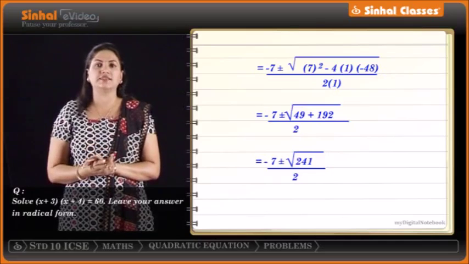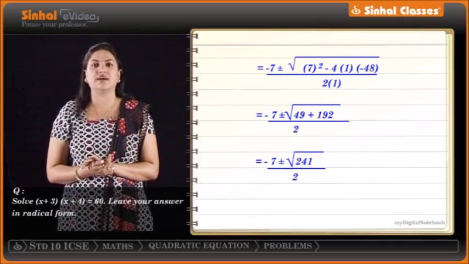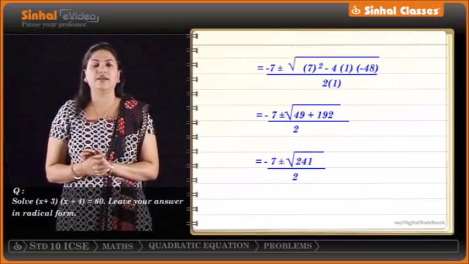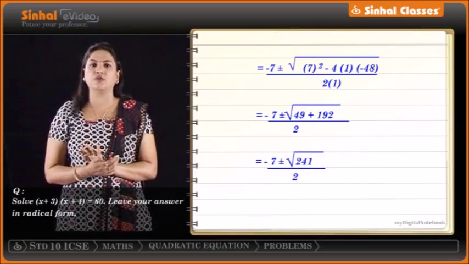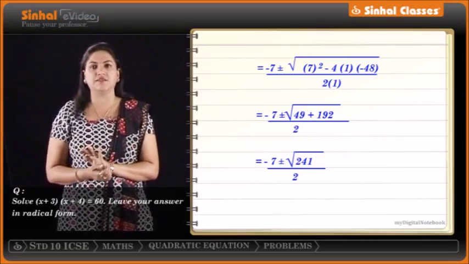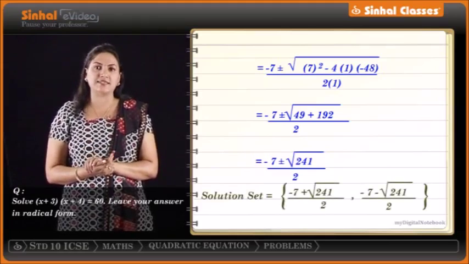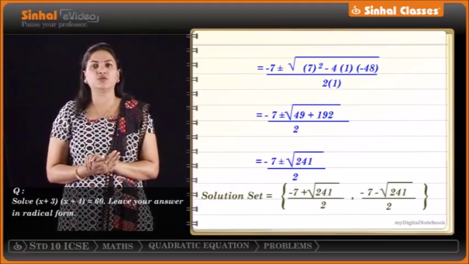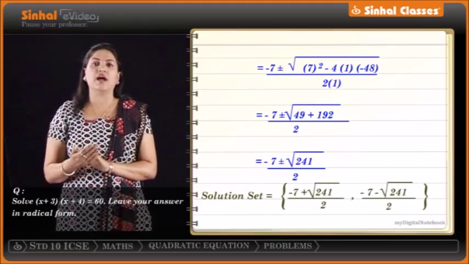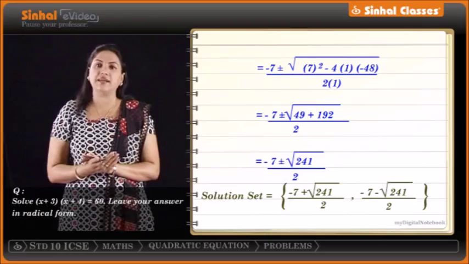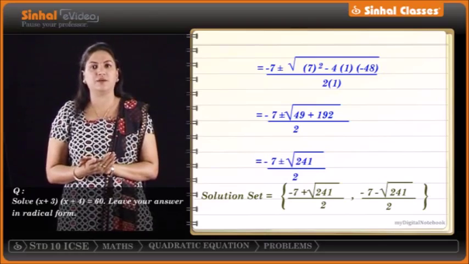Now in this case, we are asked to leave the answer in the radical form. Radical form means the root form. So the solution set is equal to {minus 7 plus root 241 upon 2, and minus 7 minus root 241 upon 2}.